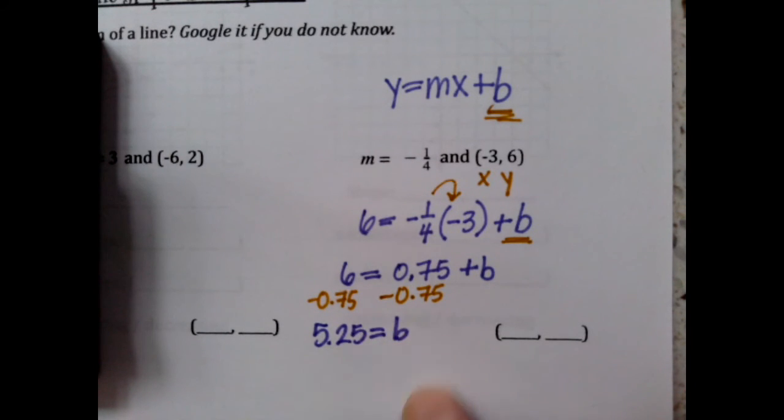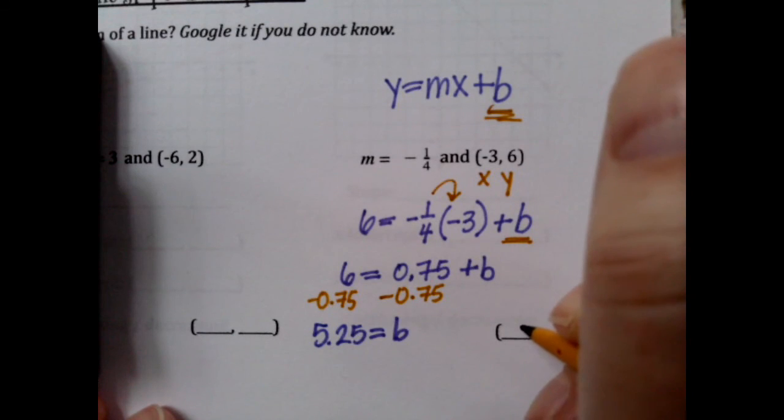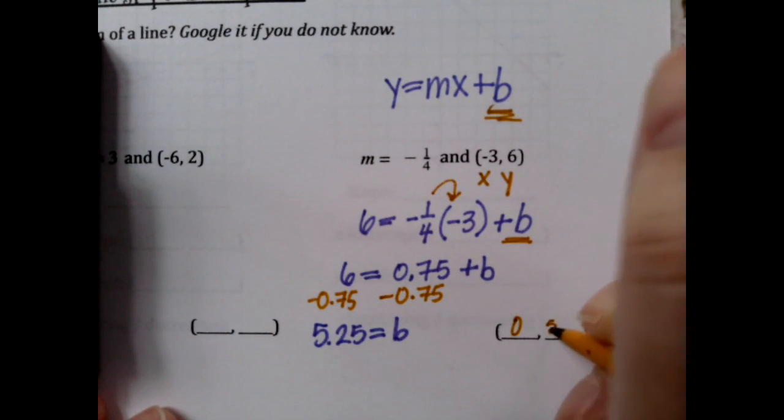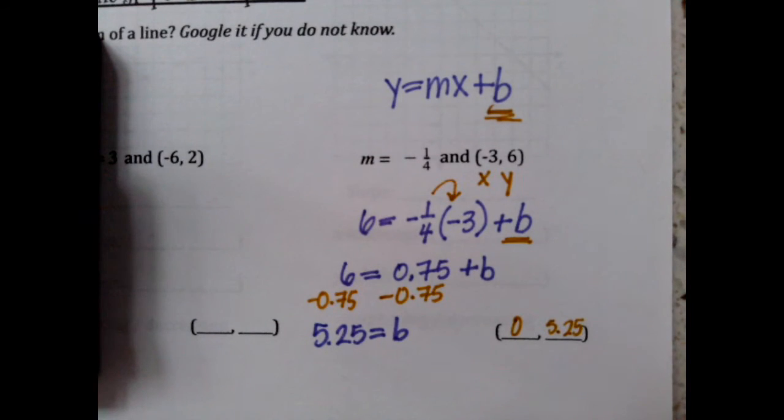Now that I've found my b, all I need to do is write it as a point. This one kind of gave you a hint, but you have to make sure that every y-intercept is written as a coordinate point. And since it's a y-intercept, it's going to be (0, 5.25). That is our final answer.